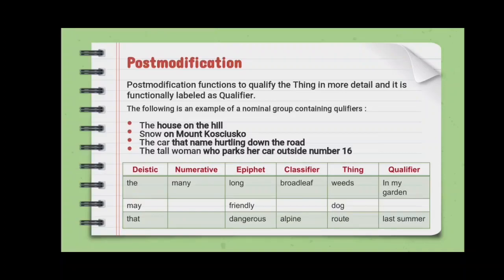Example of nominal groups: the as deictic, many as numerative, long as epithet, broadleaf as a classifier, weeds as a thing, in my garden as a qualifier.